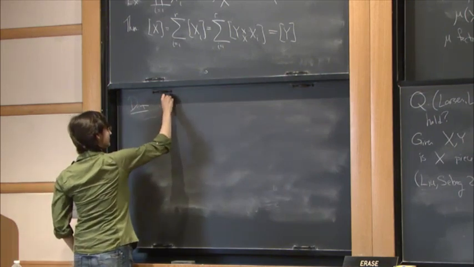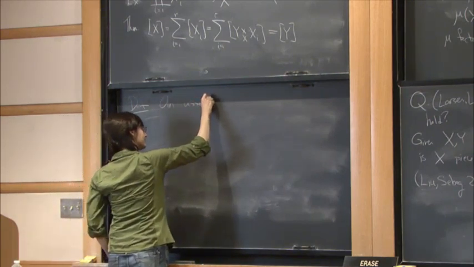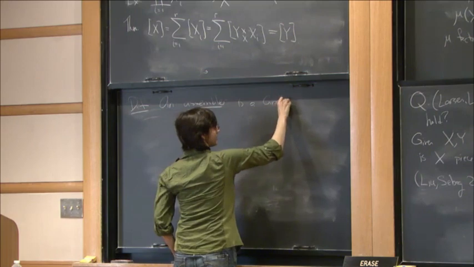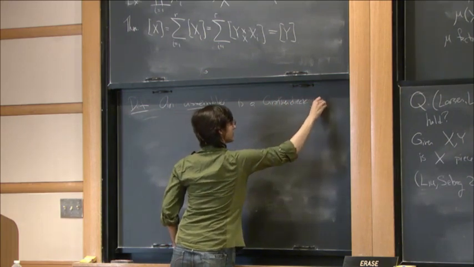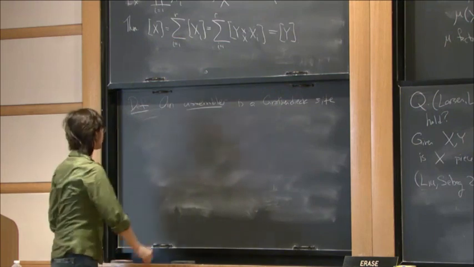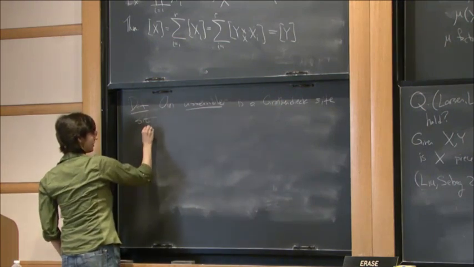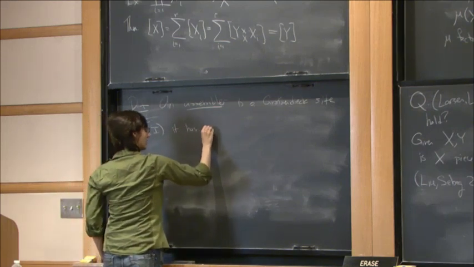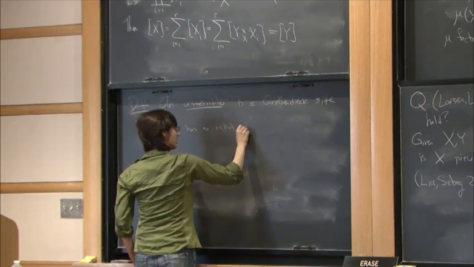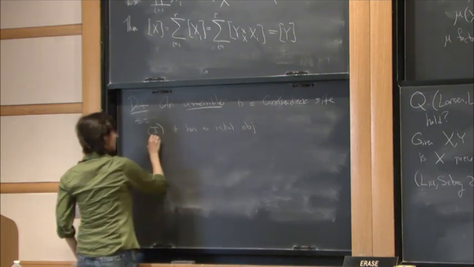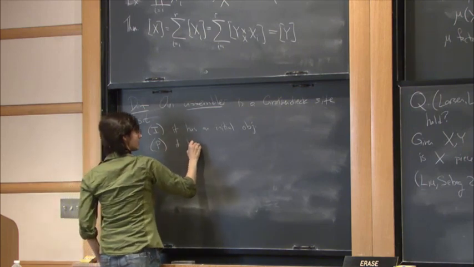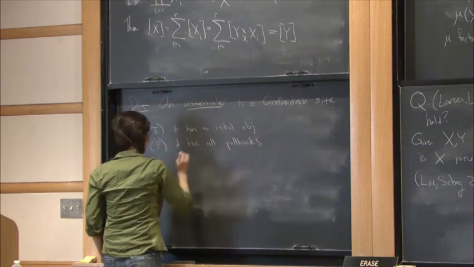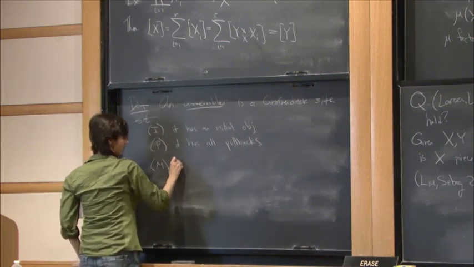So, definition. An assembler is a Grothendieck site, and I'm going to explain what that is in a second. But in particular, it's a category satisfying three things. So first off, it has an initial object. Two, it has all pullbacks. And three, all morphisms are monomorphisms.